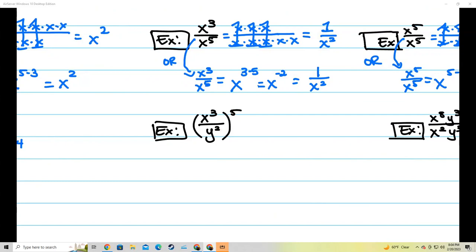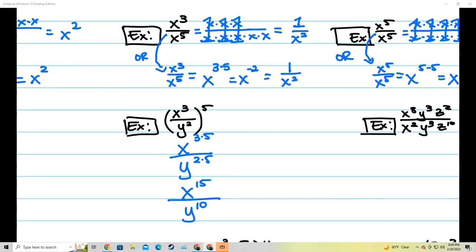So this is going to be x to the 3 times 5 over y to the 2 times 5, because I have a power to a power. When you have that, you multiply exponents. That means this is going to be x to the 15th. Let me go ahead and erase that since I was using big block things here. x to the 15th over y to the 10th. And we are done with that one.